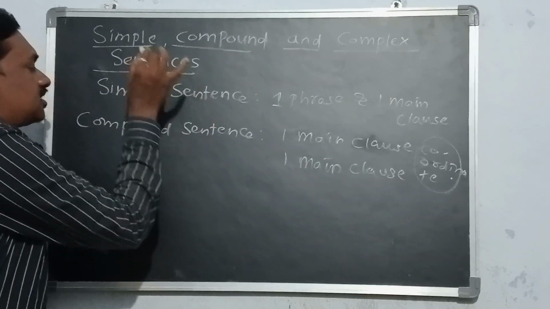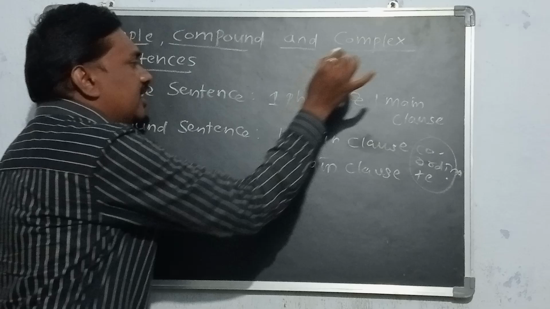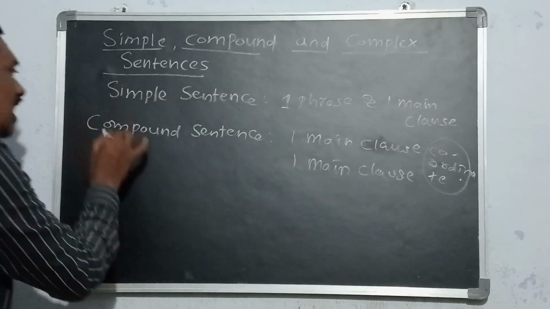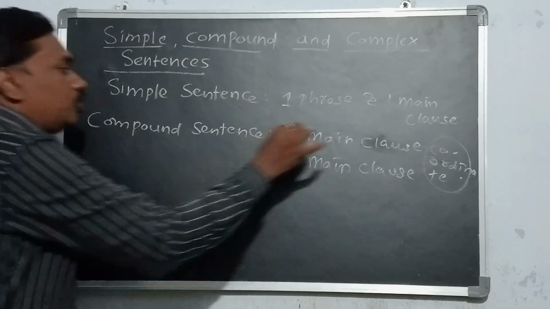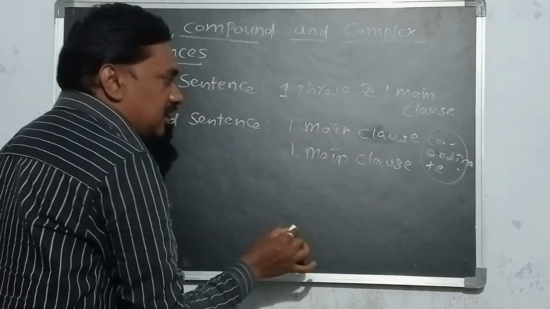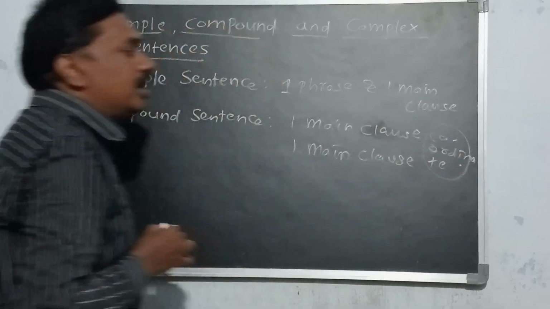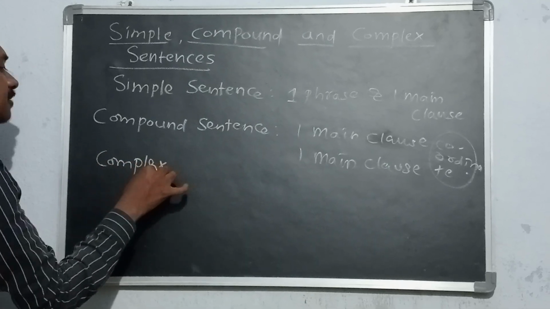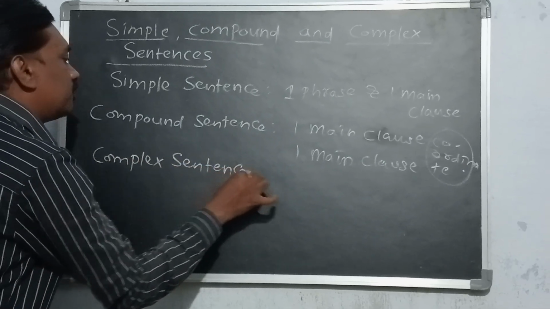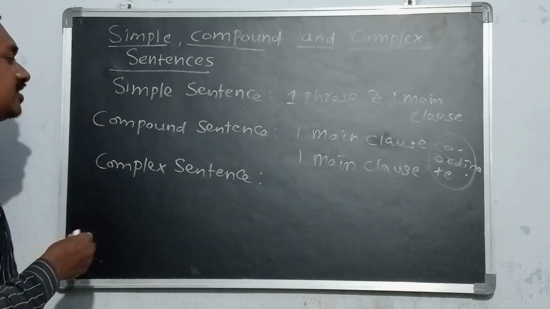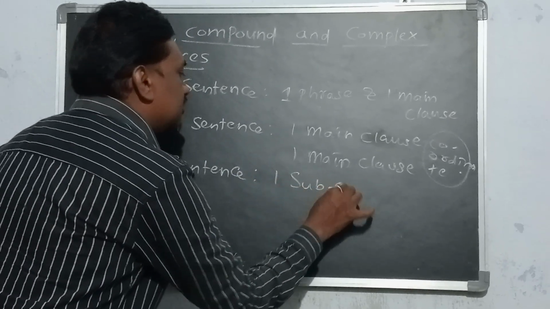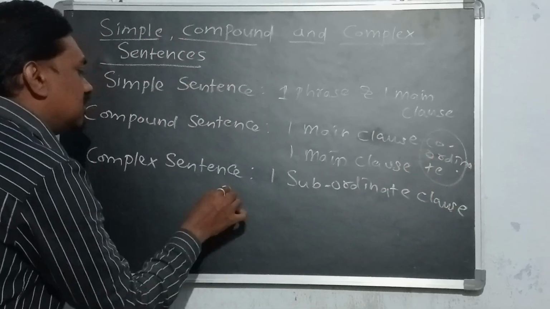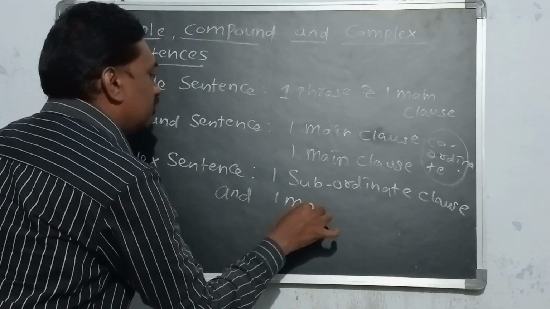Okay, simple sentence. The structure of the simple sentence is one phrase and one main clause. Compound sentence structure: one main clause and one main clause, two main clauses combined with coordinative conjunctions. Next, complex sentence structure. The structure of the complex sentence is one subordinate clause and one main clause.